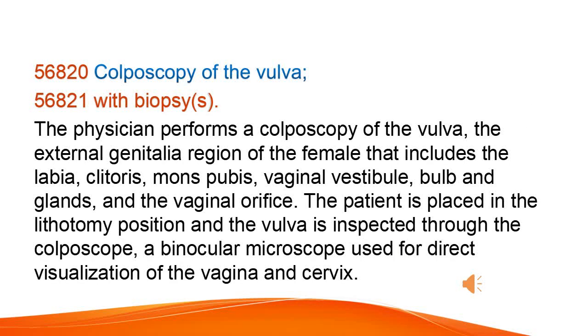Colposcopy of the vulva. With biopsy, the physician performs a colposcopy of the vulva, the external genitalia region of the female that includes the labia, clitoris, mons pubis, vaginal vestibule, bulb, and glands, and the vaginal orifice. The patient is placed in the lithotomy position and the vulva is inspected through the colposcope, a binocular microscope used for direct visualization of the vagina and cervix.